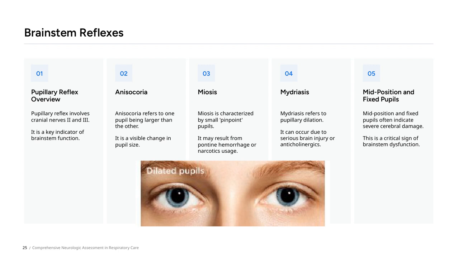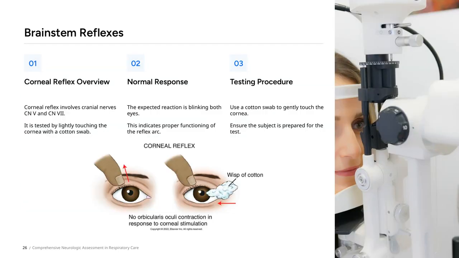It's a crucial test because it helps us assess brainstem function. If the reflex is abnormal, it can indicate serious neurological problems. So, in summary, observing these pupillary changes and reflexes gives us vital clues about brain health and helps guide our clinical decisions. Now, let's take a closer look at the corneal reflex, which is a key part of our comprehensive neurologic assessment in respiratory care.